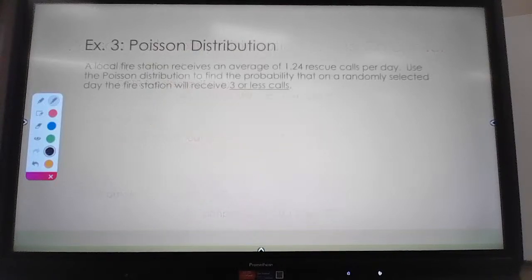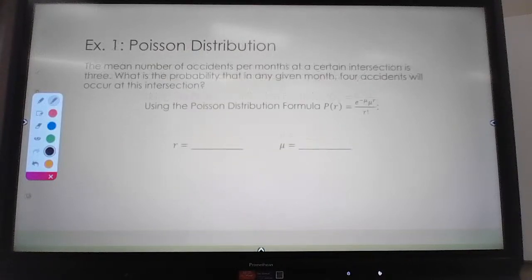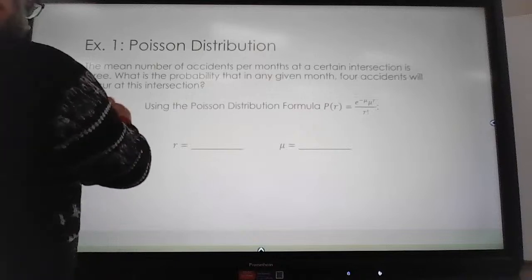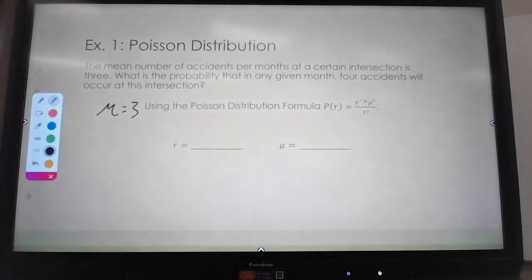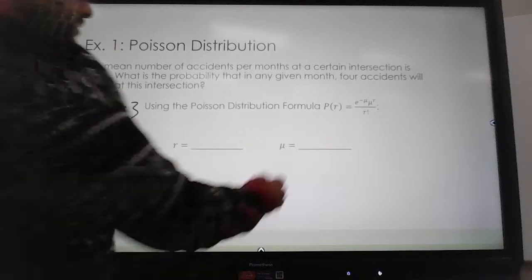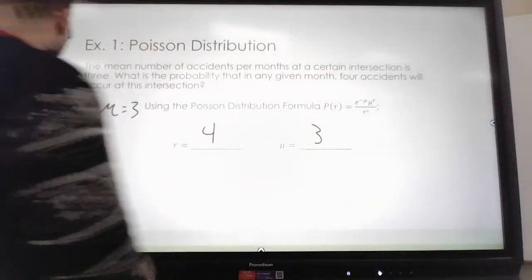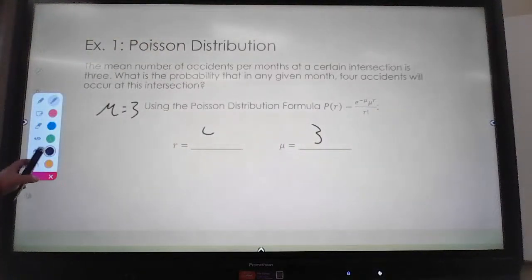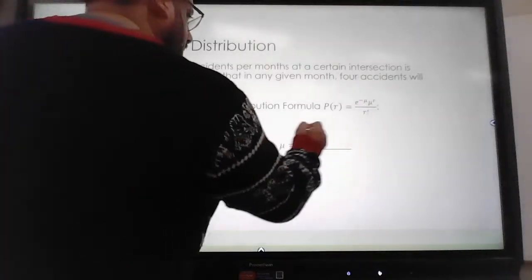Okay, let's go back to our first example. Here, our mean, our expected value, is 3. Our r, we want the probability that in any given month, 4 accidents will occur. So our r is going to be 4. So 4, 3.